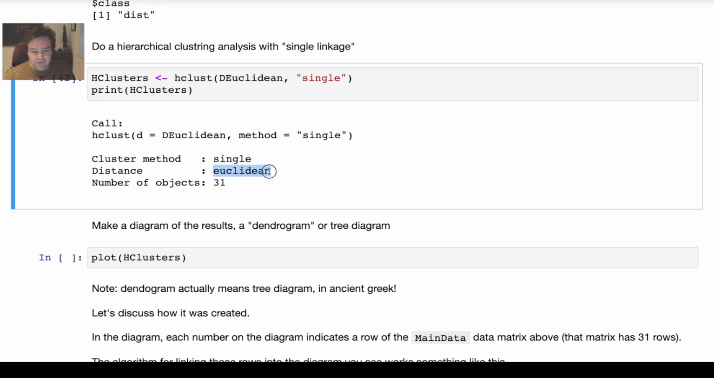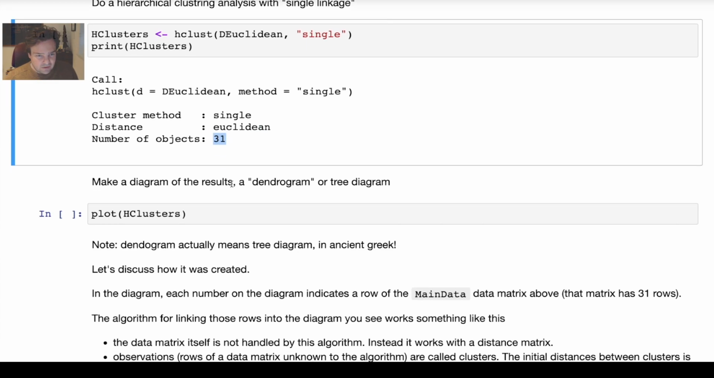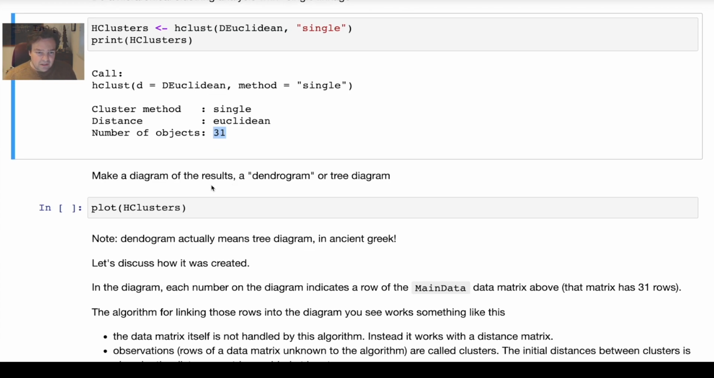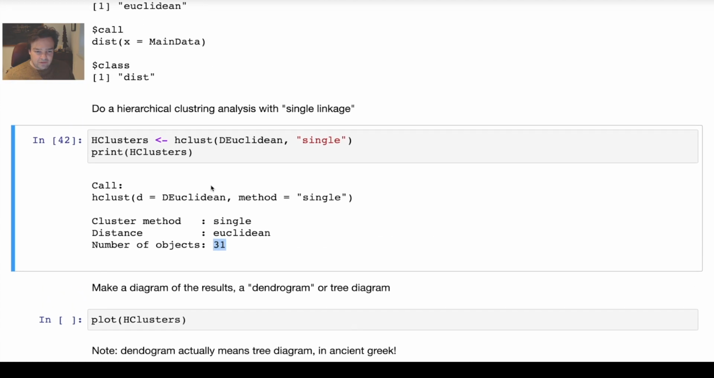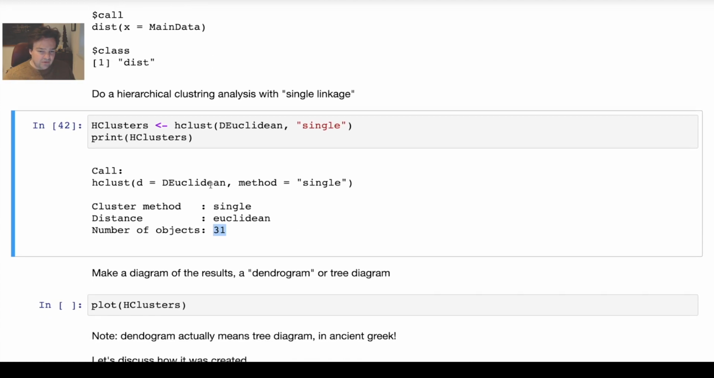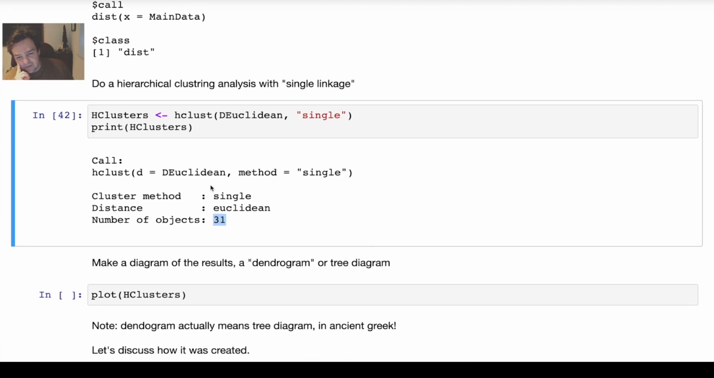There's the type of distance metric or distance measure that was used by our matrix that we gave to it. And then there's the number of rows, or rather n in our case, right? There's 31 different observations. And the primary way that we're going to look at the results of clustering is through a series of diagrams that you could call tree diagrams.